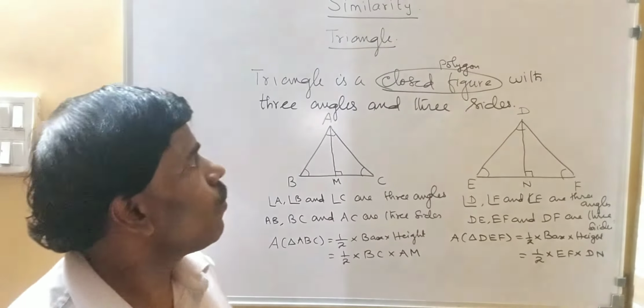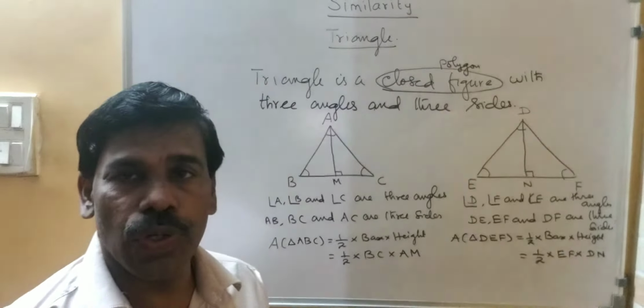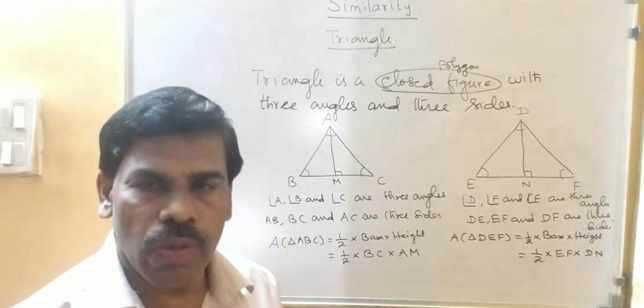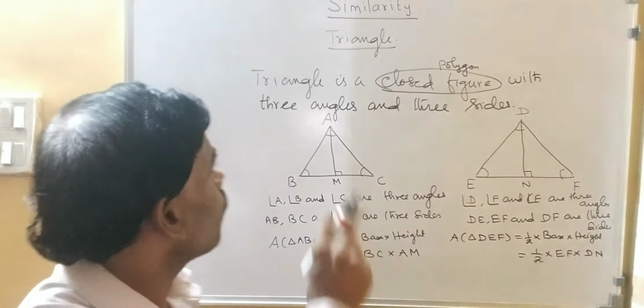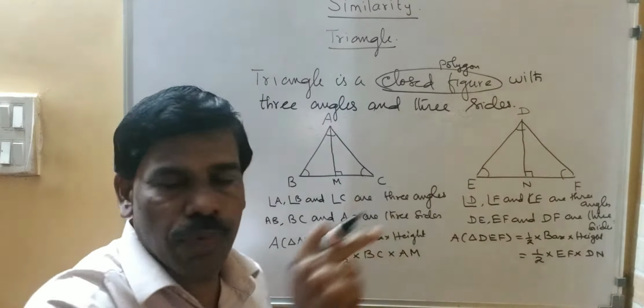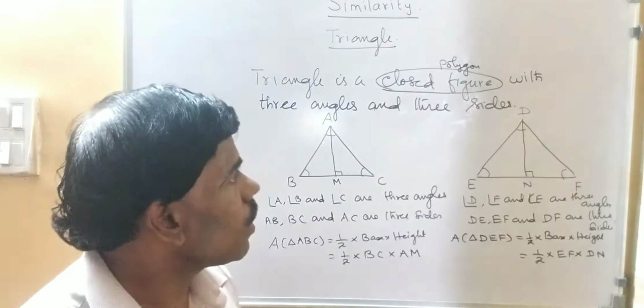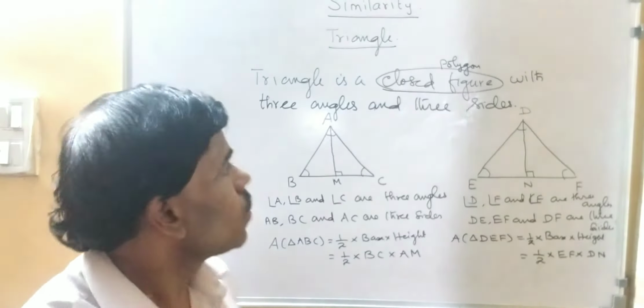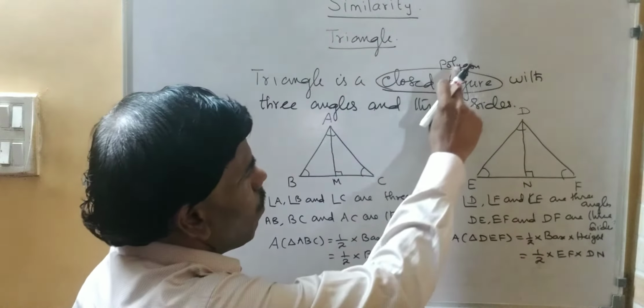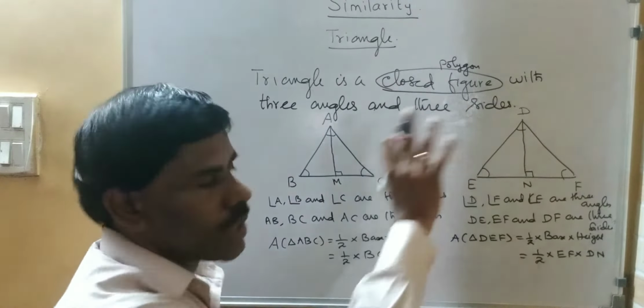Okay. So before going into similarity, we should know what is a triangle. Even though everybody knows what a triangle is, I will define it in a proper way. A triangle is a closed polygon or a closed figure with three angles and three sides. Right? See, a triangle is a closed figure with three angles and three sides.